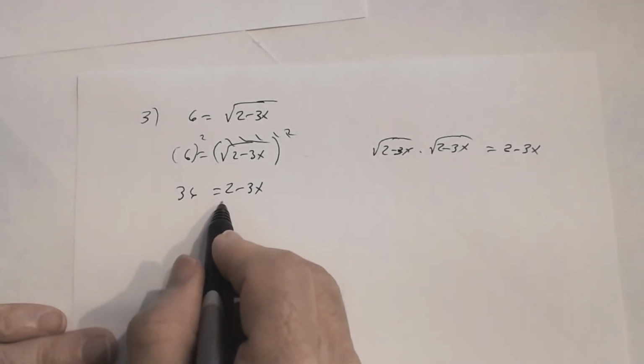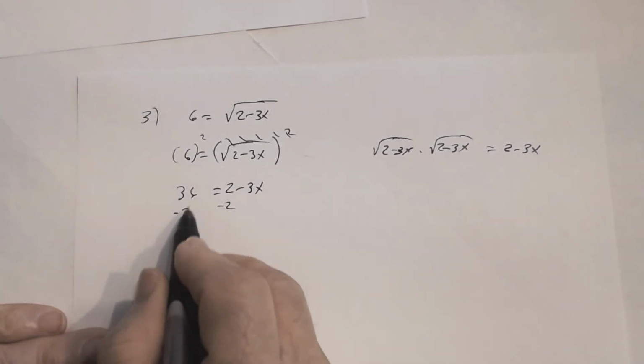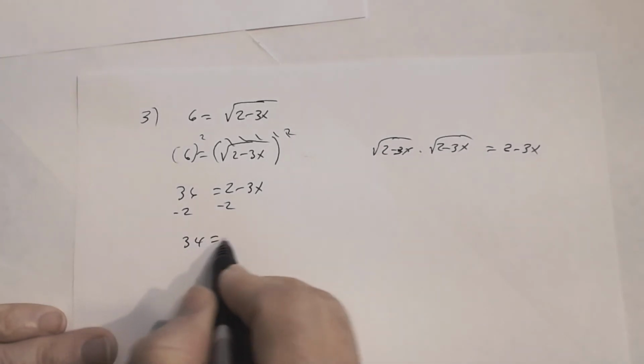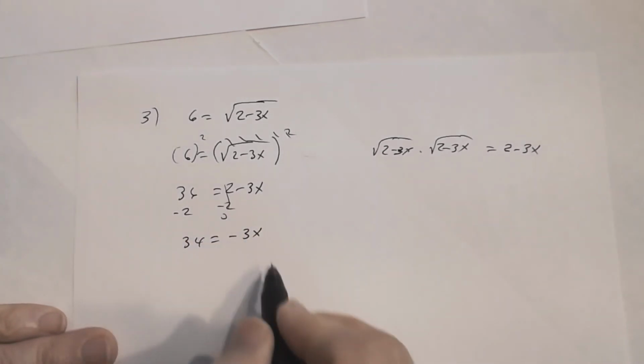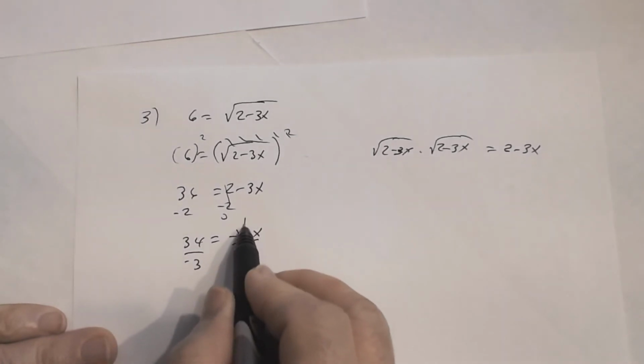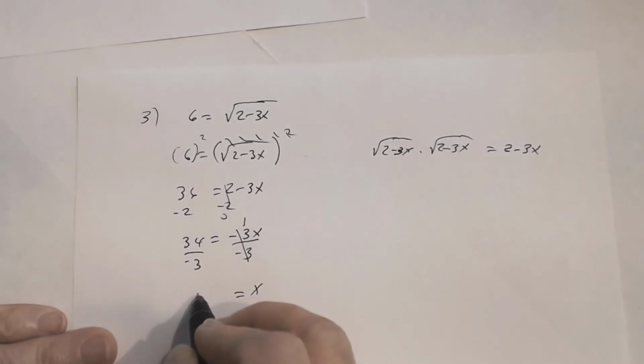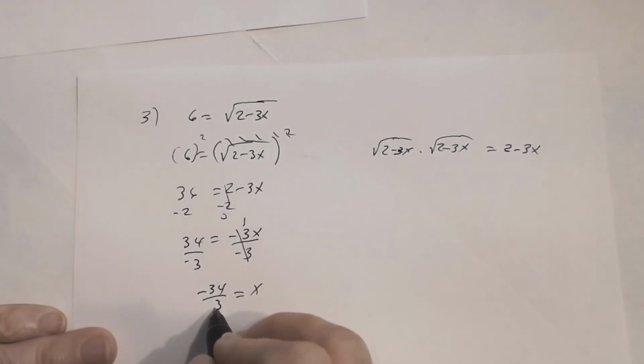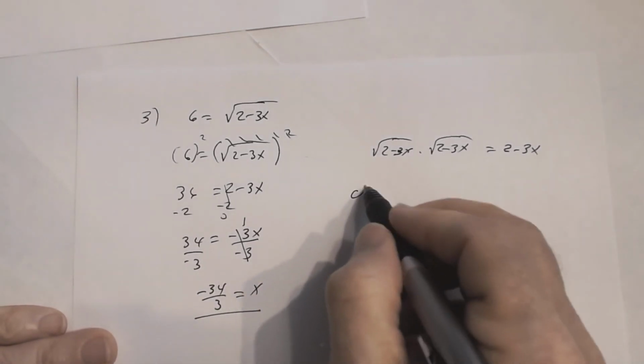So I'm going to go ahead and subtract 2 from both sides. So I get 34 equals negative 3x. Divide both sides by negative 3. Negative 3 divided by negative 3 is 1. 1 times x is x, so I get negative 34 thirds. Okay, and let's check it.